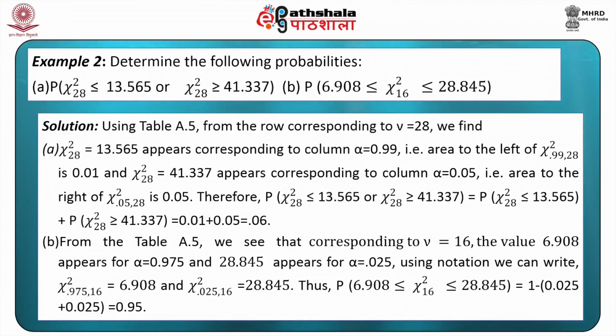of these two intervals is equal to 0.01 plus 0.05, which is equal to 0.06. For part B, we can again look at table A.5 and we see that corresponding to nu equal to 16, the value 6.908 appears for alpha equal to 0.975 and the value 28.845 appears for alpha equal to 0.025. Therefore, using our earlier notation, the required probability is equal to 1 minus 0.025 minus 0.025, and hence comes out to be 0.95.